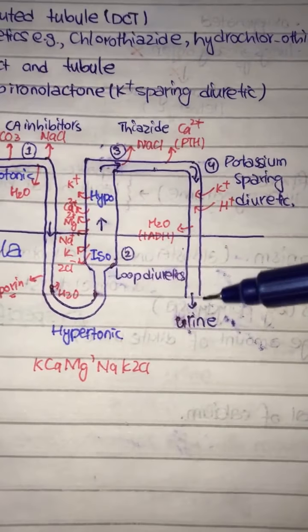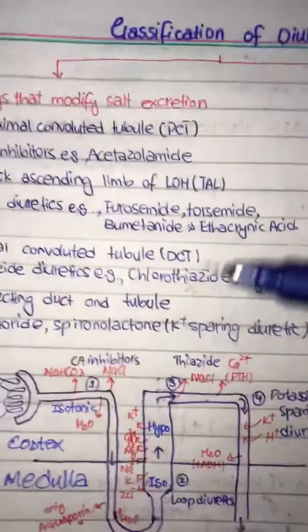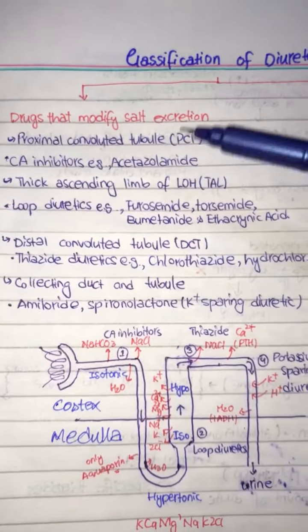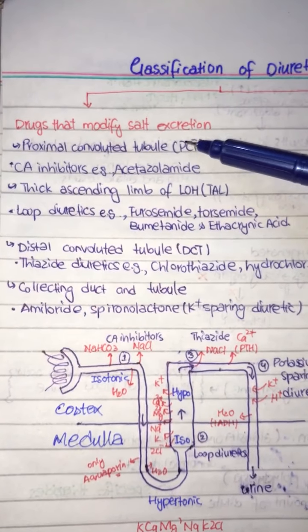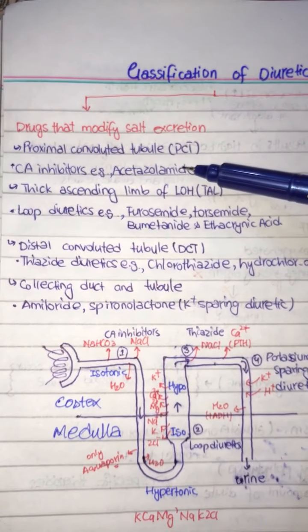And this is the urine moving to the cortical collecting tubules. So moving into the classification, we have the proximal convoluted tubule, which involves carbonic anhydrase inhibitors, for example acetazolamide, that is a prototypical drug of that class.